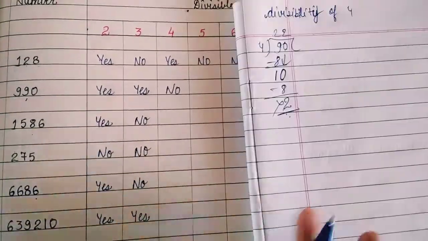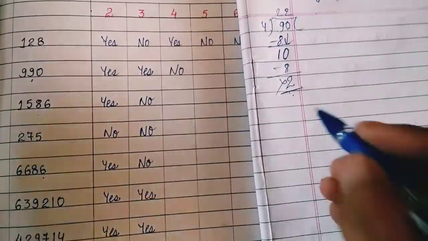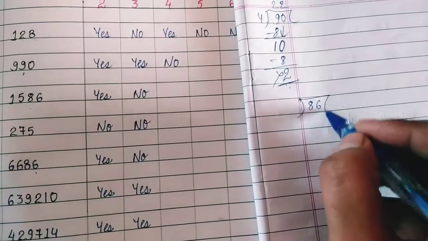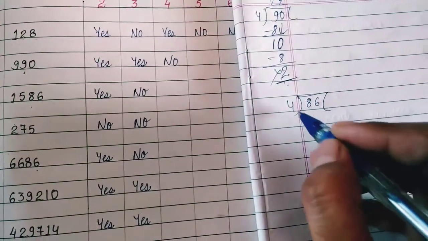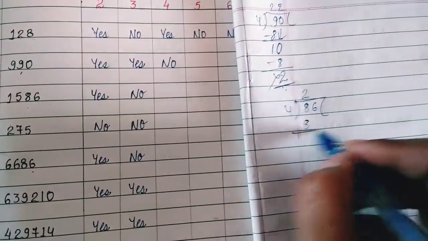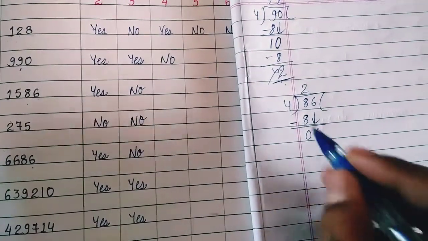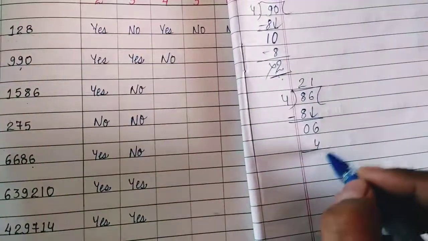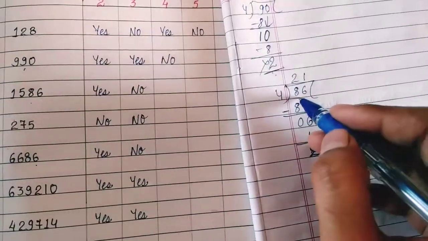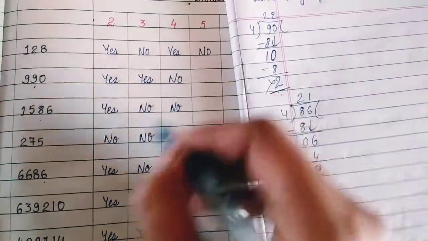Then we have the next number, 1586. It has the last 2 digits as 86. Simply we will see if 86 is divisible by 4. 4 2s are 8. 8 minus 8, 0. 6 comes downside. 4 1s are 4. Still we have 2 remaining. So 86 is not completely divisible by 4. It means that this number is not divisible by 4.